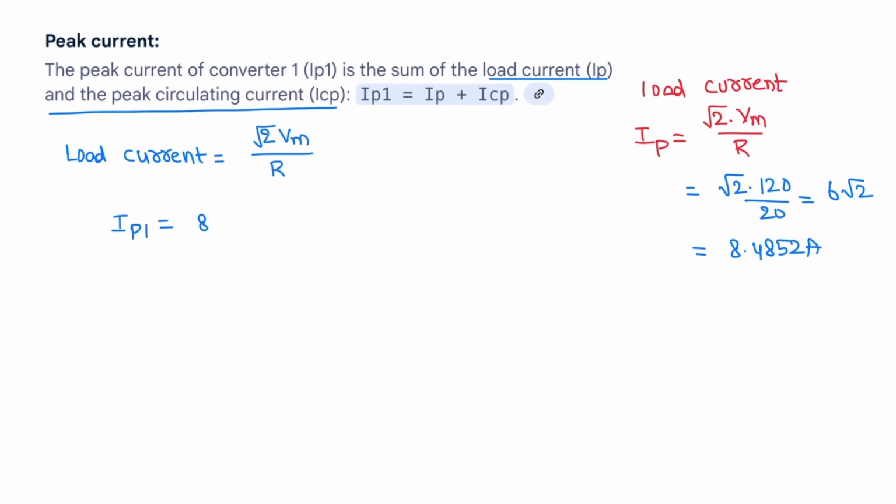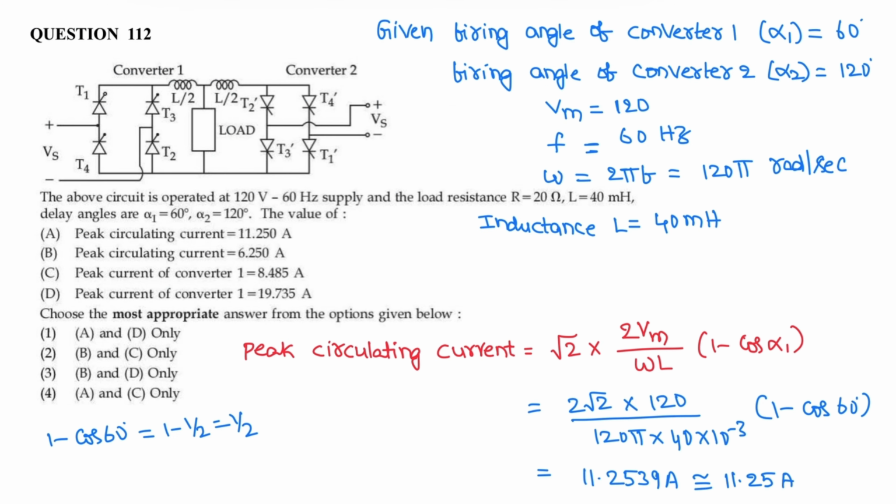Then peak current of converter 1 is load current 8.4852 plus circulating current 11.25 ampere. Its value is 19.735 ampere. 19.735 is the peak current and circulating current is 11.25. Correct statements are A and D. Correct option is 1.